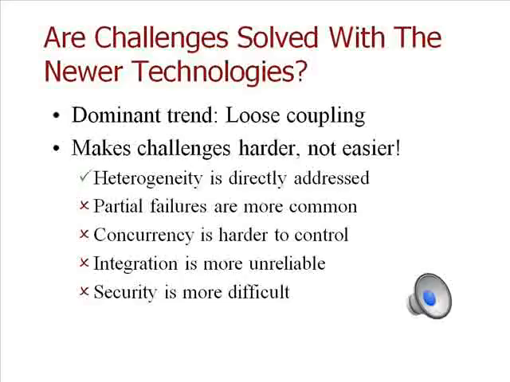So heterogeneity is directly addressed and is now easier to deal with. However, because of loose coupling, partial failures are more common. Concurrency is harder to control because it's just the nature. Every application supports concurrency. Integration is more unreliable, and you really haven't solved anything with respect to security. Okay, so just keep this in mind that as the new technologies are emerging, they're making certain things easier, which is essentially dealing with heterogeneity and dealing with distribution. They're making a lot of things harder.